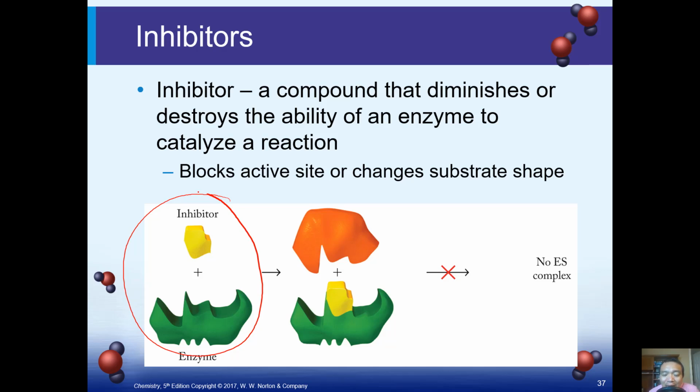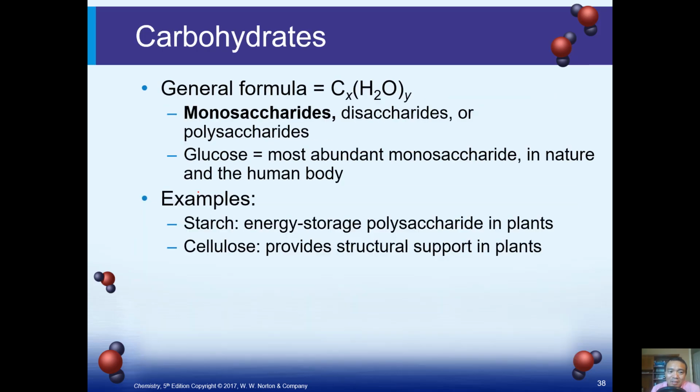So after the binding to that particular site, this prevents the substrate from binding and thereby preventing the reaction. So this is the so-called inhibitor. Now let's go on and talk about the next type of biomolecules, carbohydrates.